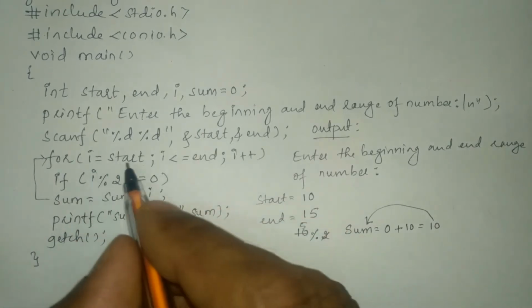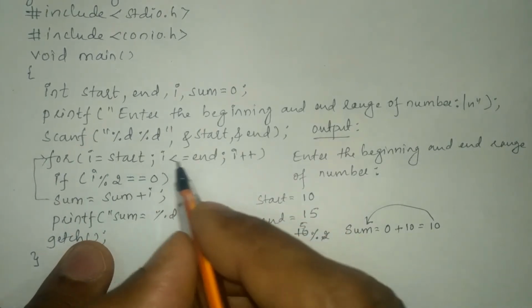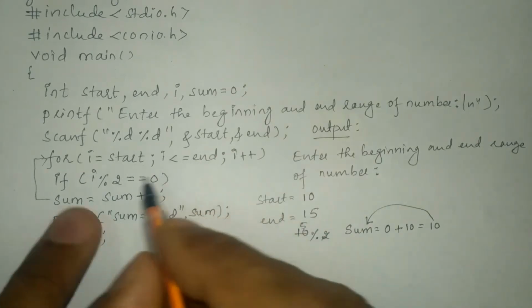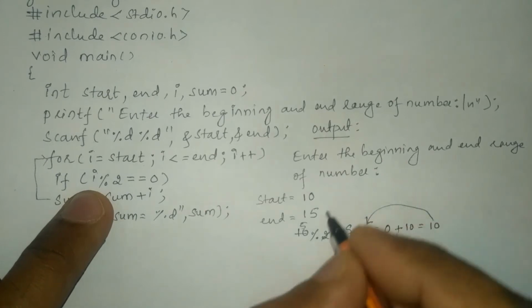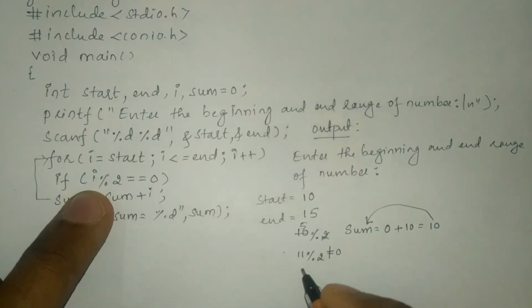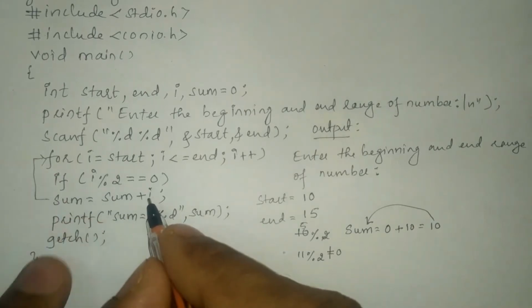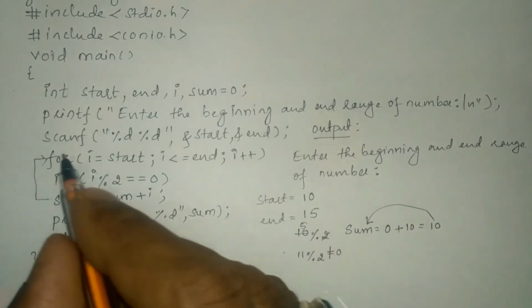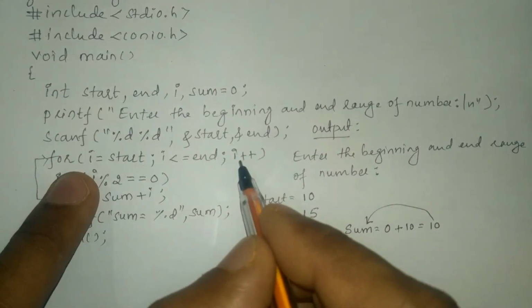Now start is equal to 11. Correct? Yes. So 11 is less than or equal to 15. Yes, it is true. Again we are going to check this condition. Here 11 modular division by 2 is not equal to 0 because it leaves the remainder 1. So hence this particular statement will not get executed. Once again the control transfers to the for loop by incrementing the value of I by 1.